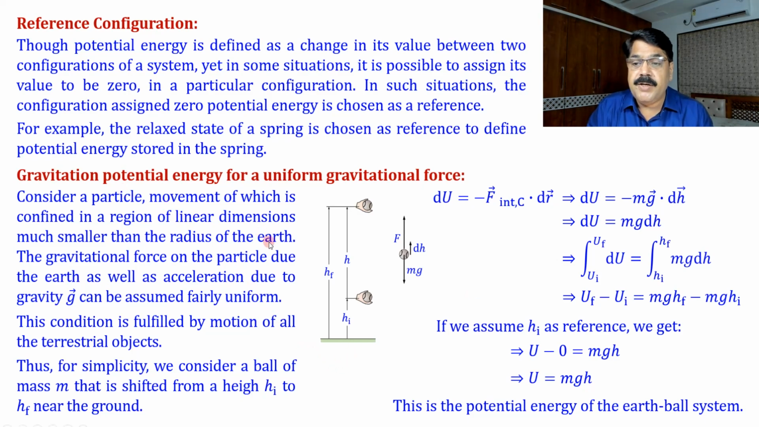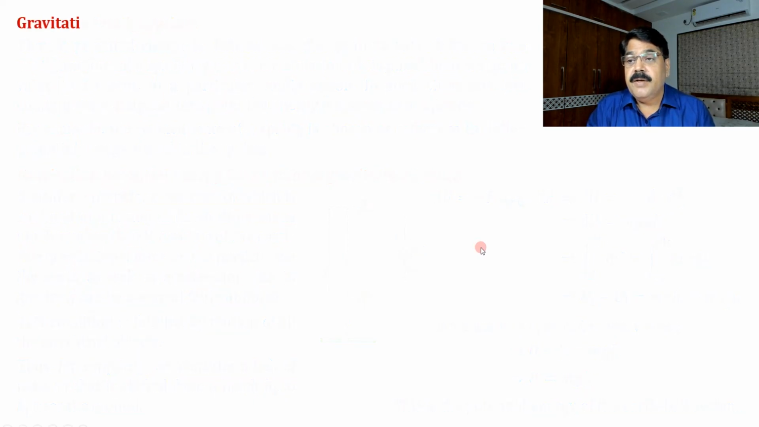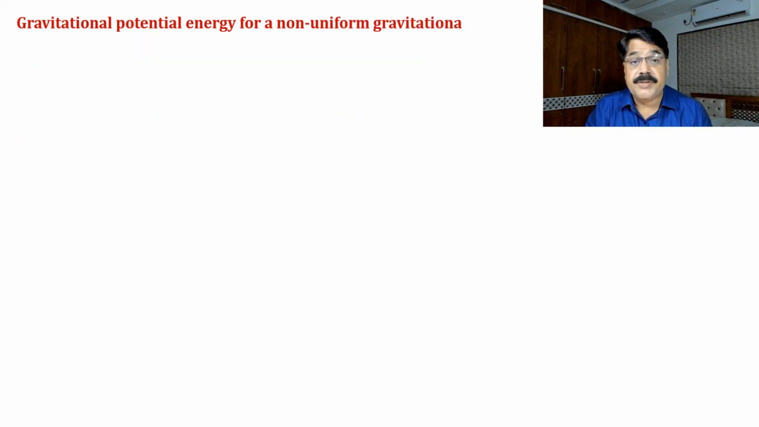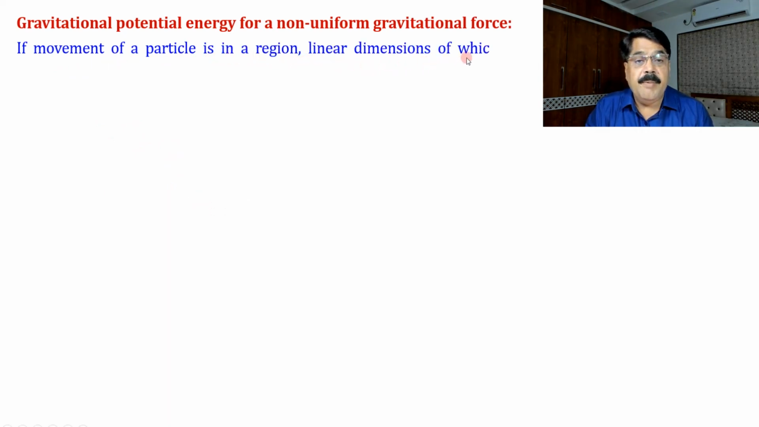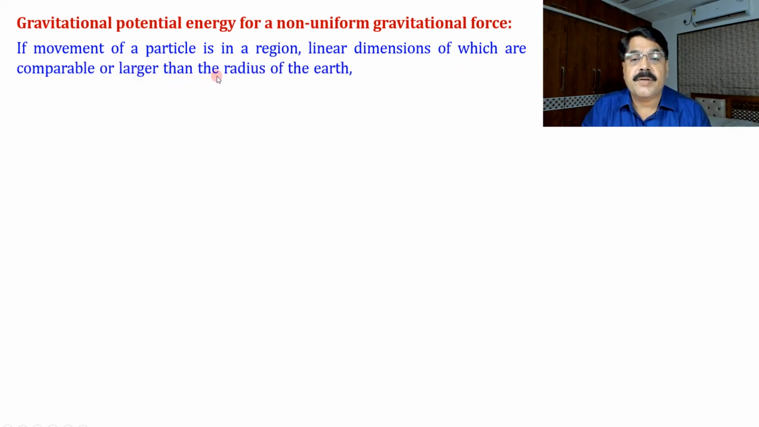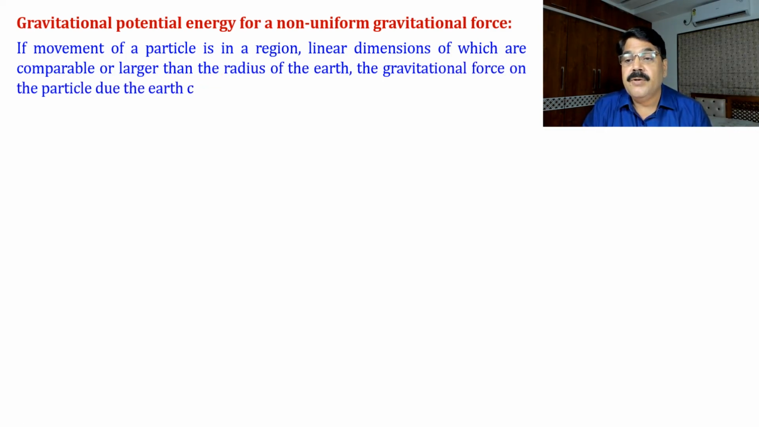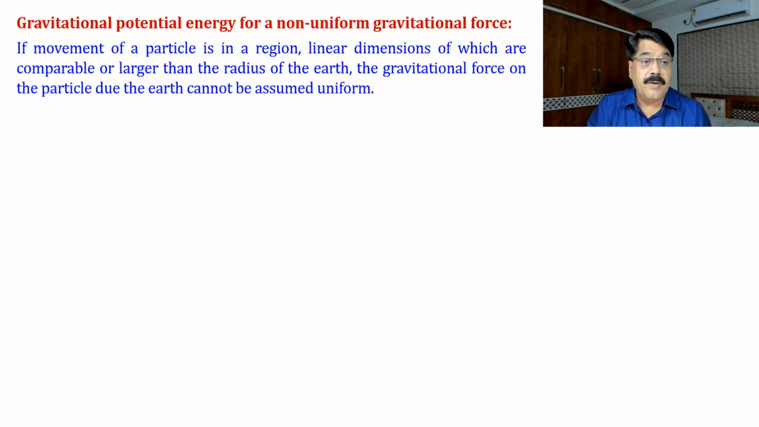So let us proceed to develop gravitational potential energy for a non-uniform gravitational force. If the movement of a particle is in a region, linear dimensions of which are comparable to or larger than the radius of the earth, the gravitational force on the particle due to the earth cannot be assumed uniform. So that is what we mean by non-uniform gravity.